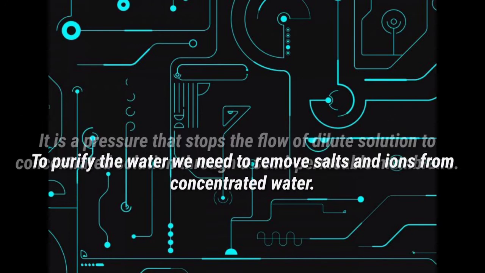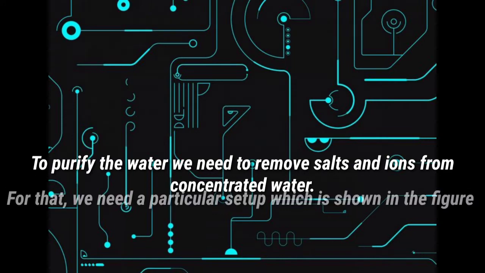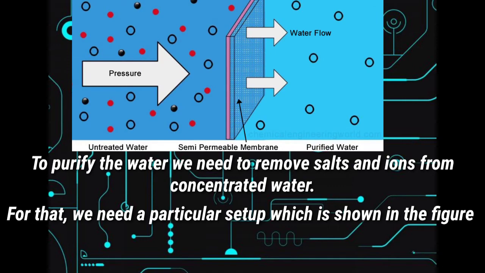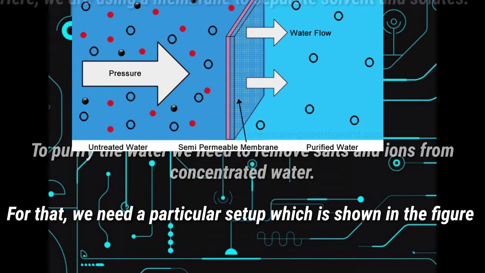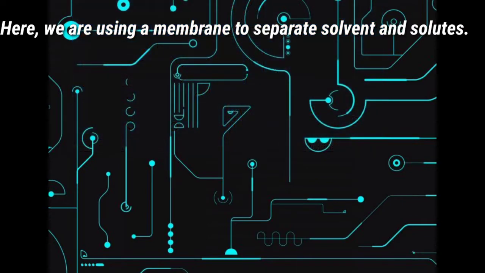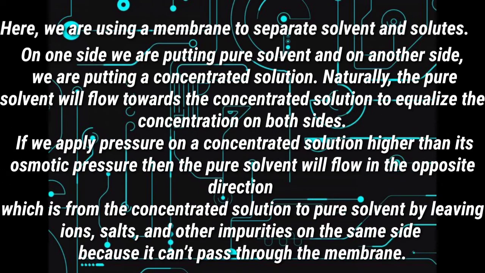To purify the water, we need to remove the salts and ions from the concentrated water. For that we need a particular setup which is shown in the figure. Here we are using the membrane to separate the solvent and solute. On one side we are putting the pure solvent, on the other side we are putting a concentrated solution. Naturally, a pure solvent will flow towards the concentrated solution to equalize the concentration on both sides.